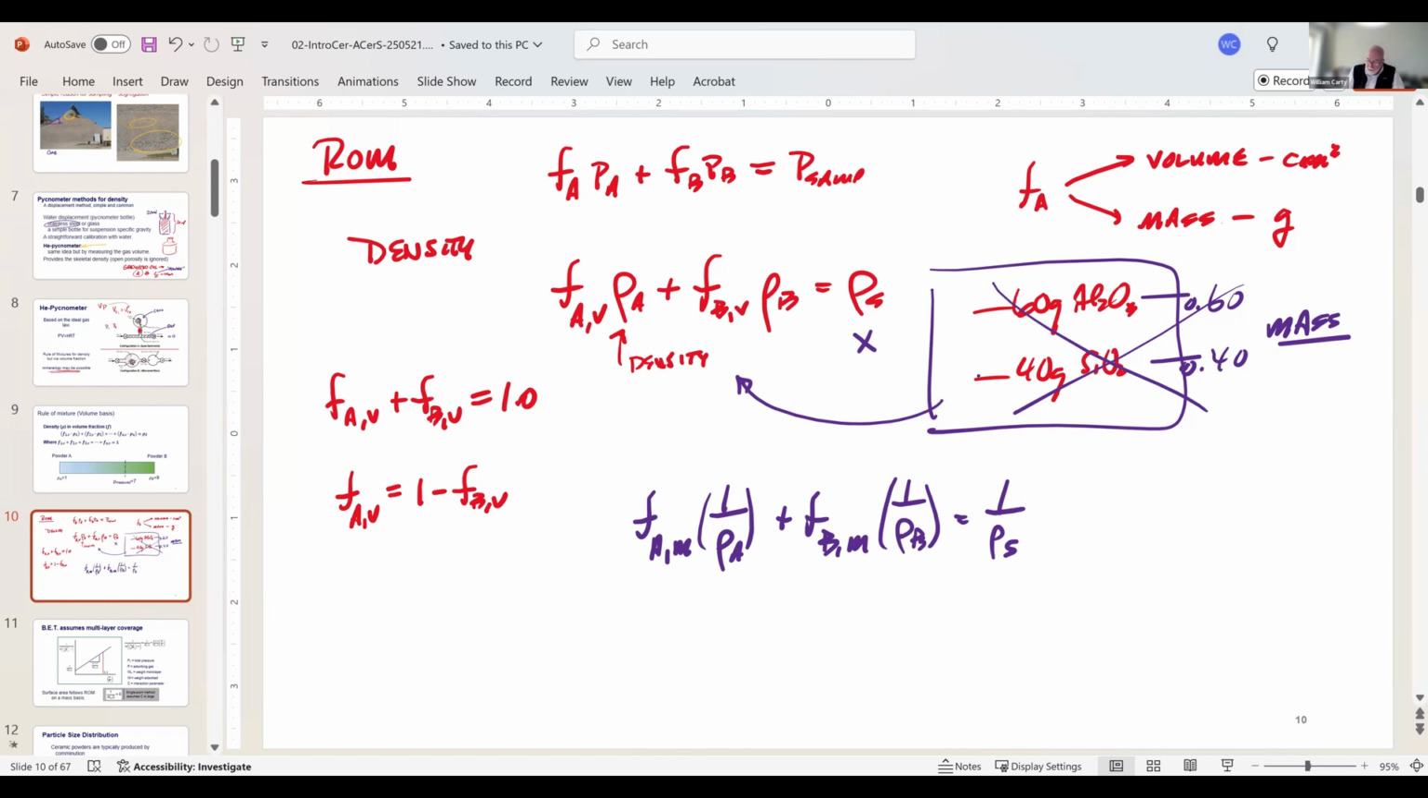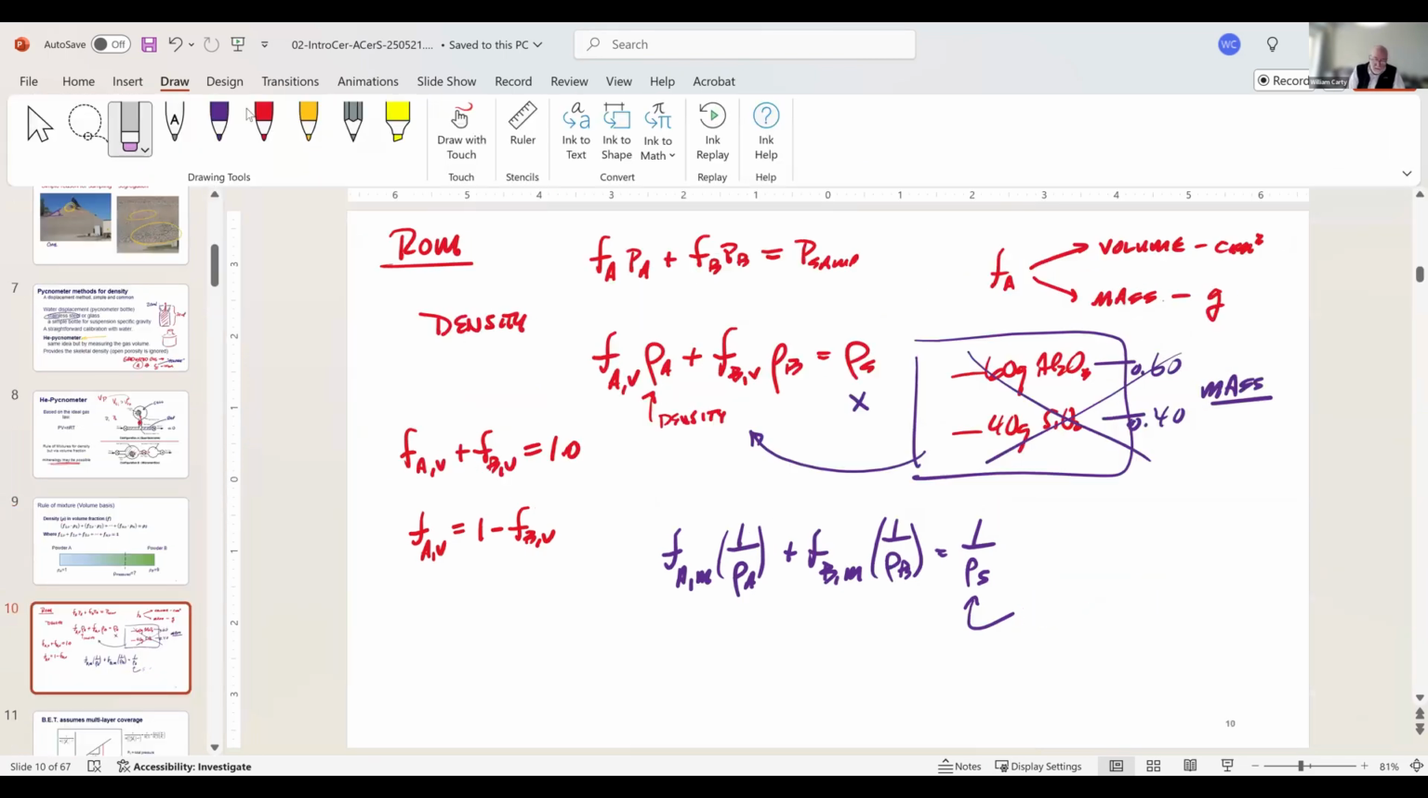Okay, this term is called a specific volume, which is 1 over density.